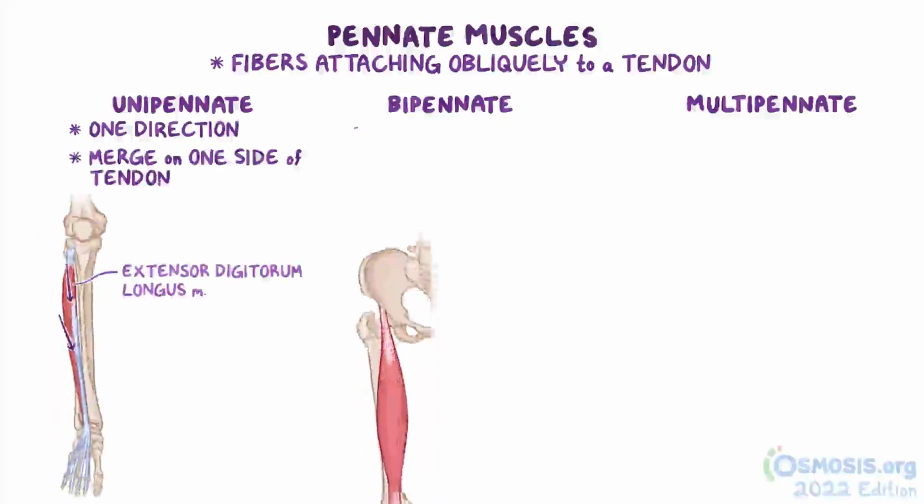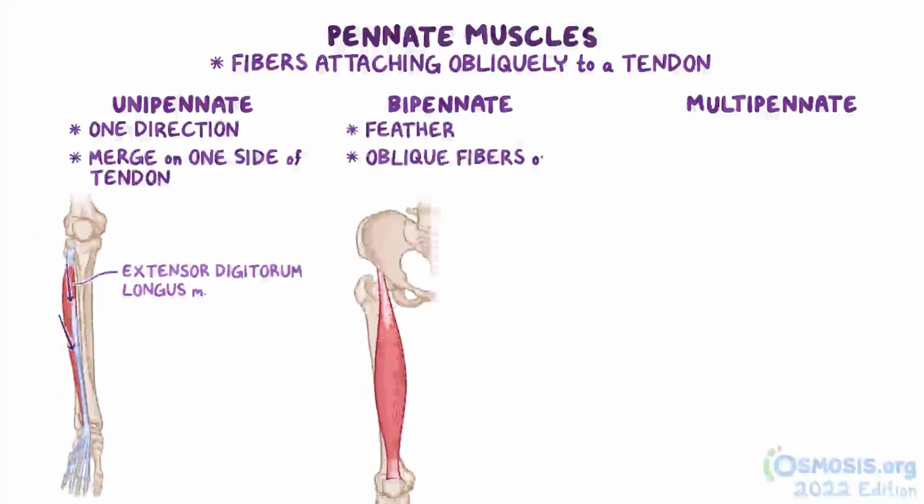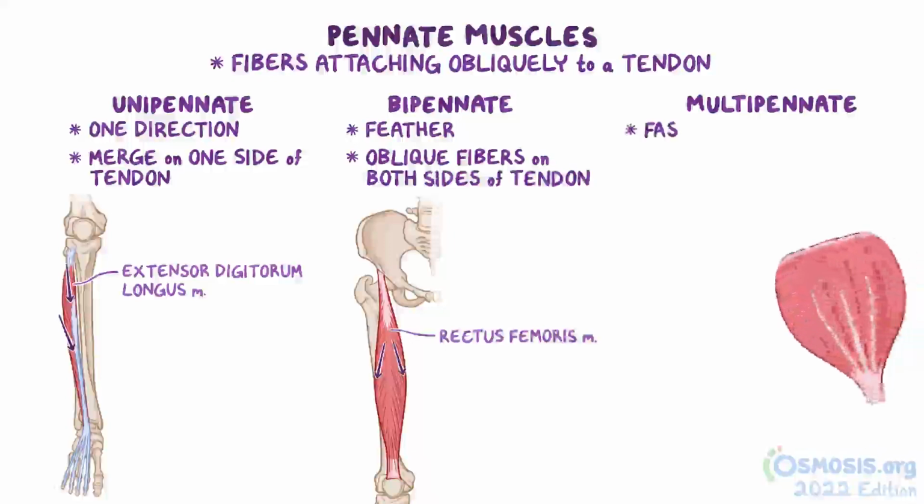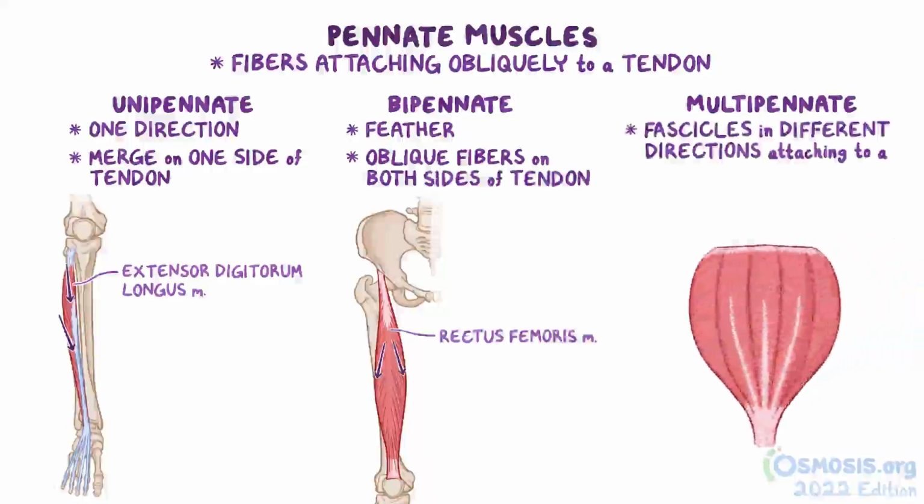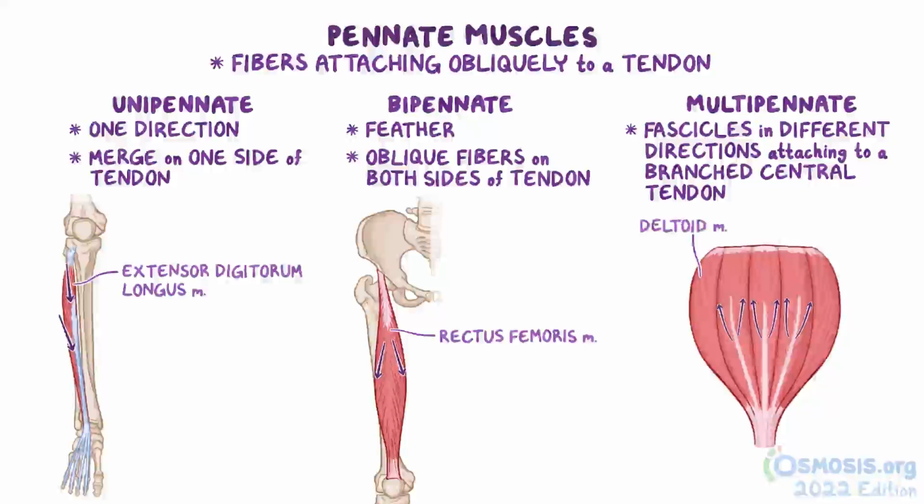Bipennate muscles look more like a feather, having oblique fibers on both sides of the tendon, like the rectus femoris of the anterior thigh. And multipennate muscles have fascicles in different directions, attaching to a branched central tendon, like the deltoid muscle, covering the shoulder.